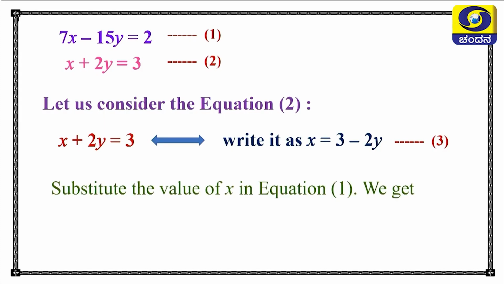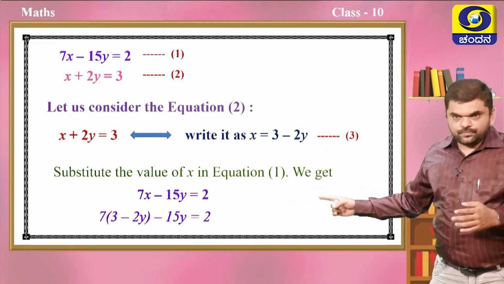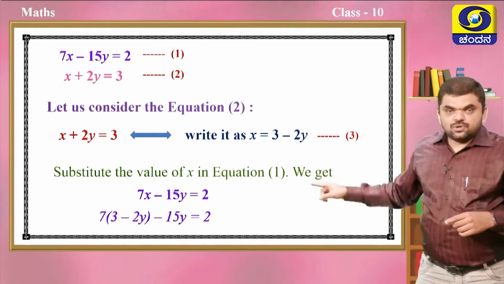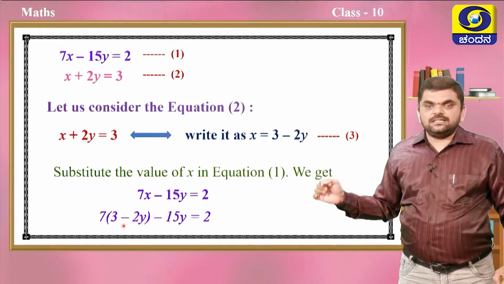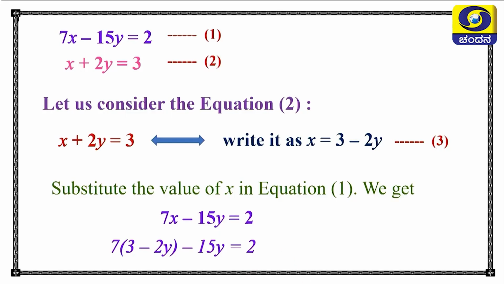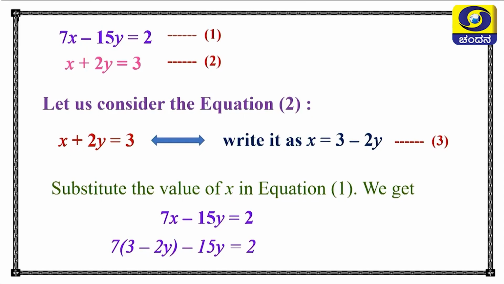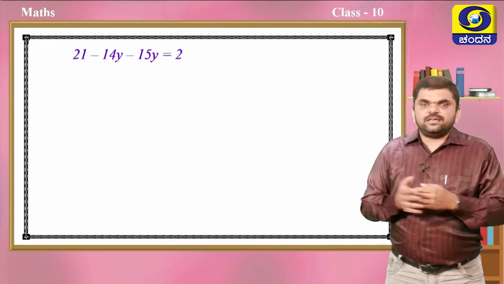Now substitute the value of x in equation number 1. Okay, what we may get? Just check. Equation number 1 is 7x minus 15y is equal to 2. We are going to substitute the value of x in this equation. So 7 into (3 minus 2y) minus 15y is equal to 2. Now we have to multiply 7 to 3 and minus 2y. We will get 21 minus 14y minus 15y is equal to 2.